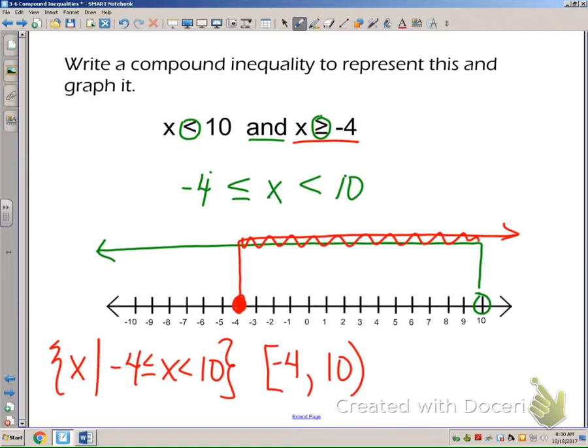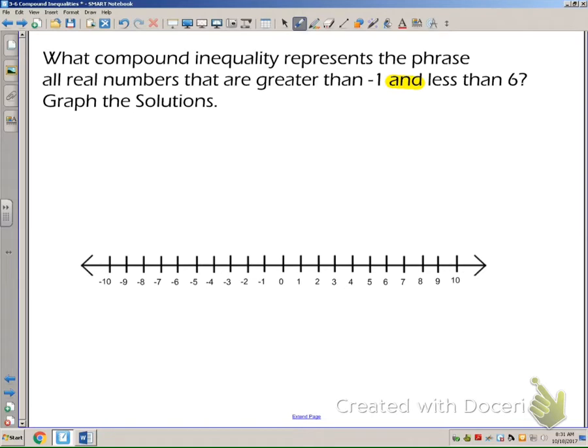Okay, so what compound inequality represents the phrase all real numbers that are greater than negative 1, and all real numbers less than 6. Okay, so all real numbers greater than negative 1 and less than 6.